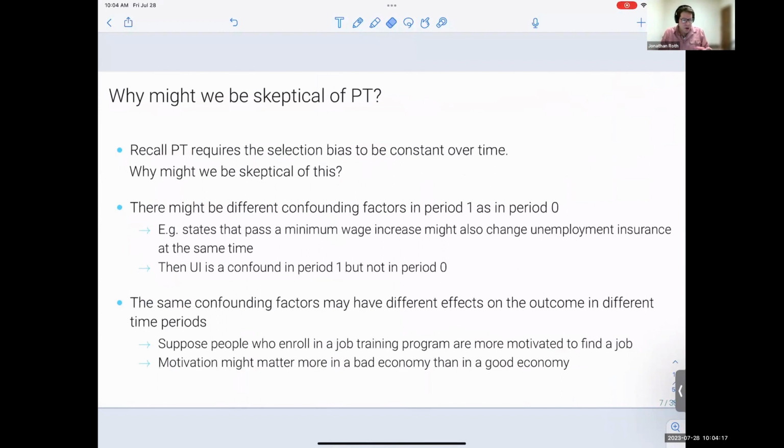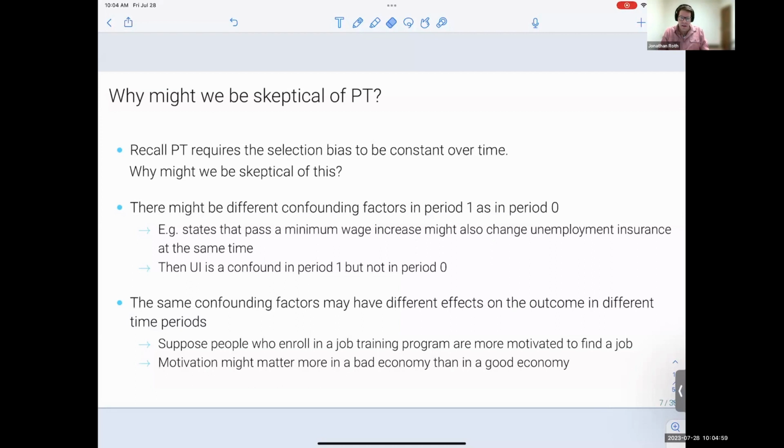A kind of closely related thing is that there may be some fixed differences between the treated and the control group, but because something else changes, the impact of those fixed differences changes over time, right? So it could be that, say, we have a treated group of people who enroll in a job training program, and we have an untreated group of people who don't enroll in the job training program. So we might think that the treated people, the people who enroll in the program, are just more motivated to find a job than the people who don't enroll in the program. So that difference may be the same in both periods. The people who enroll are just more motivated before, and they're more motivated afterwards.